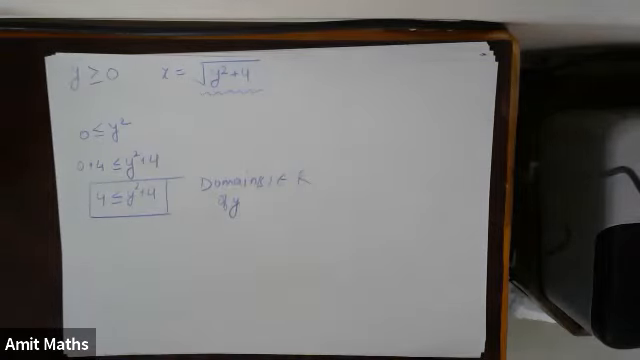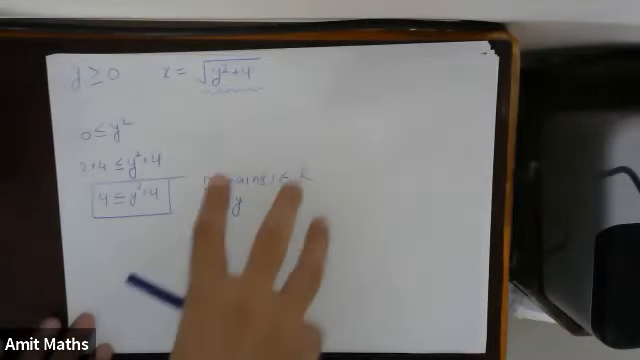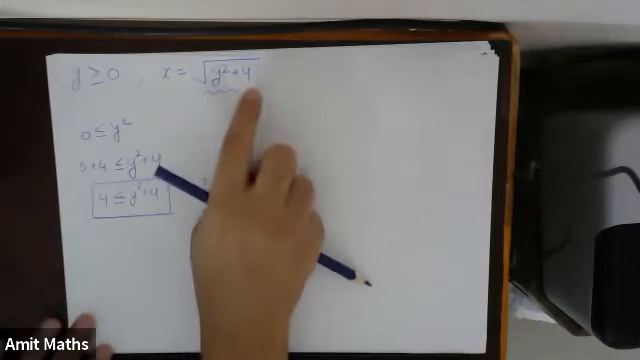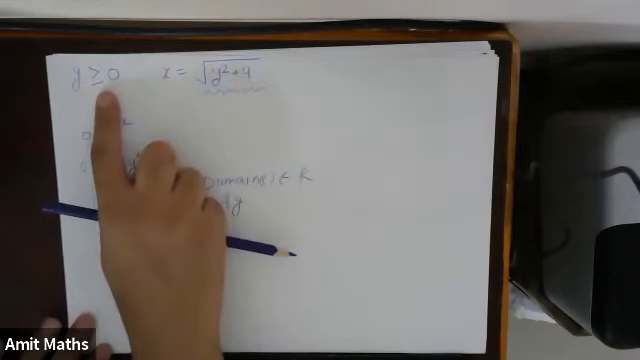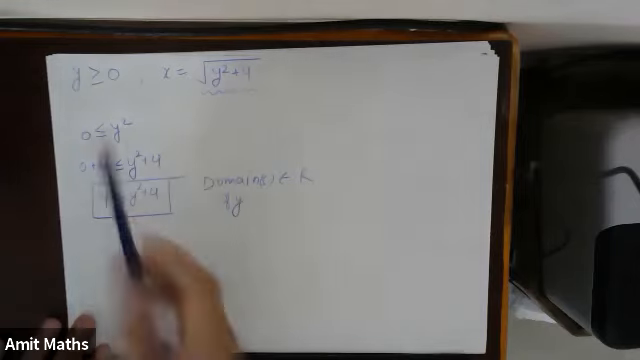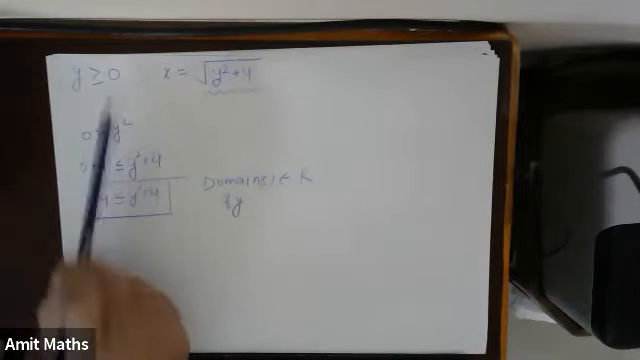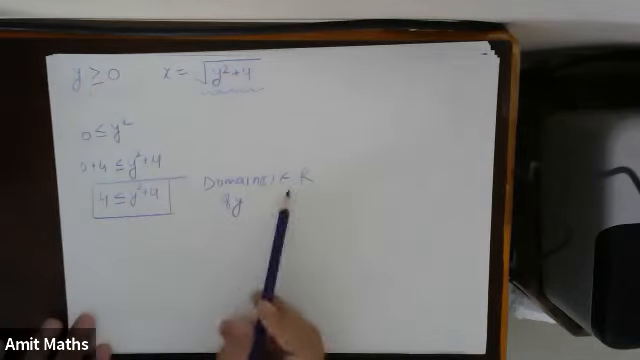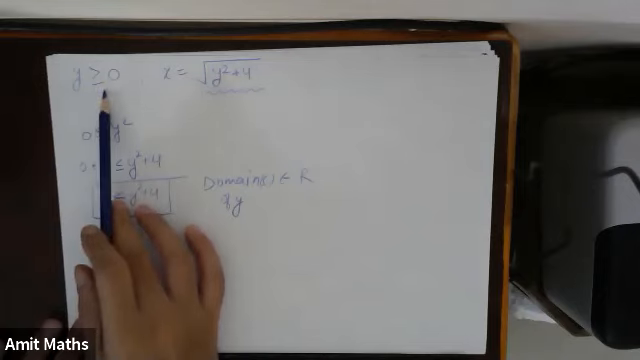Understood? But we are getting this point after we have squared once. Before squaring, what you are getting is that y should be greater than or equal to 0. So this is a larger set, and this was the condition on y initially. So I will take the intersection of both of them. From this, y belongs to R, and from this, y belongs to 0 to infinity.